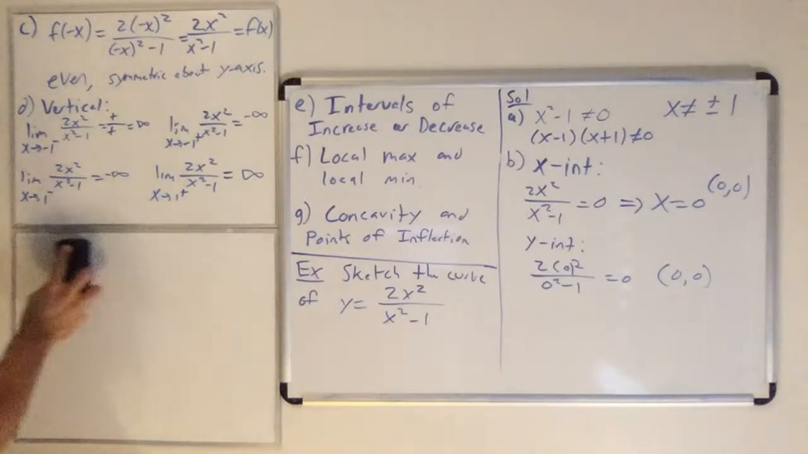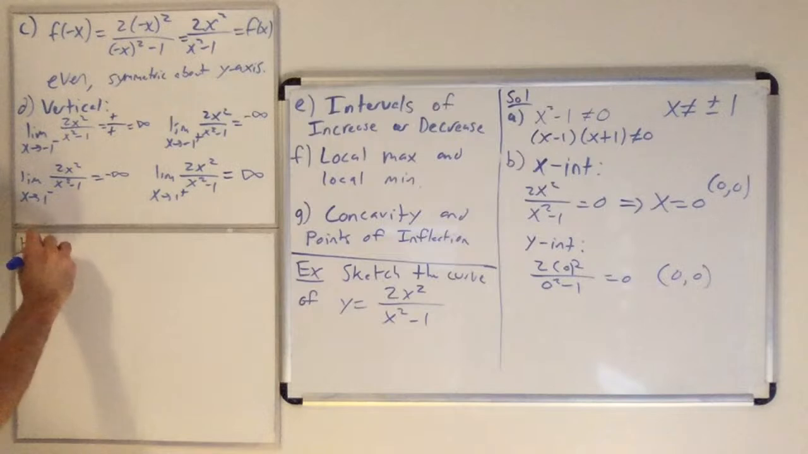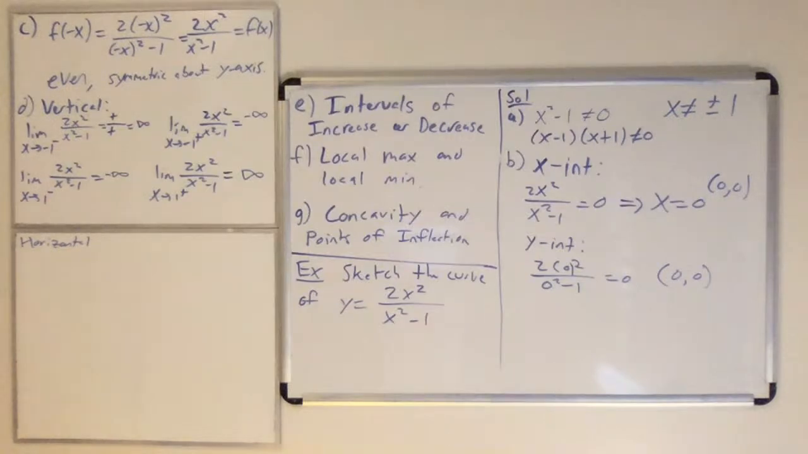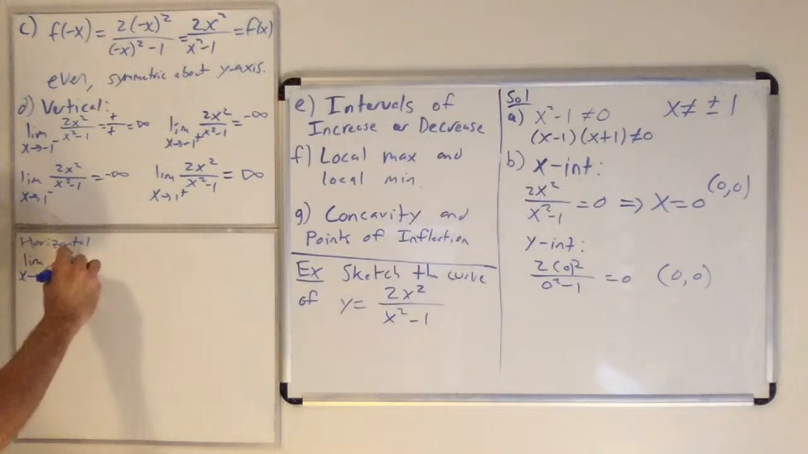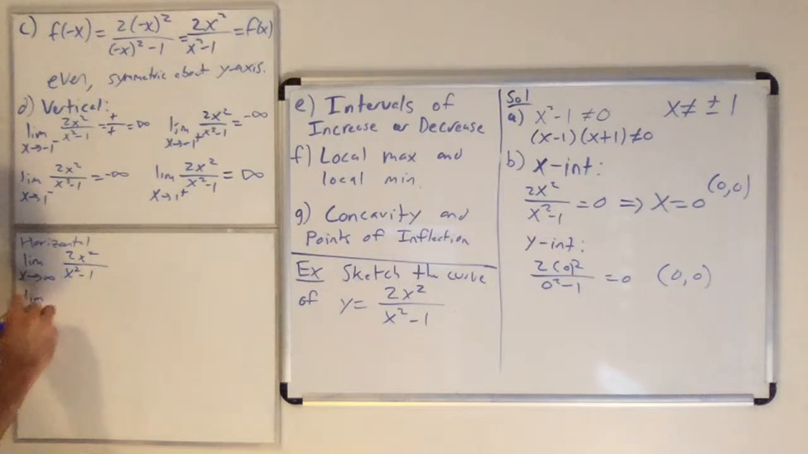Okay, so we're still on D, which is horizontal asymptotes. We want to remember to find a horizontal asymptote, and this is something you should remember for 15 minutes from now when we're taking the quiz. Take the limit as x goes to positive infinity of our function. And we want to take the limit as x goes to negative infinity.